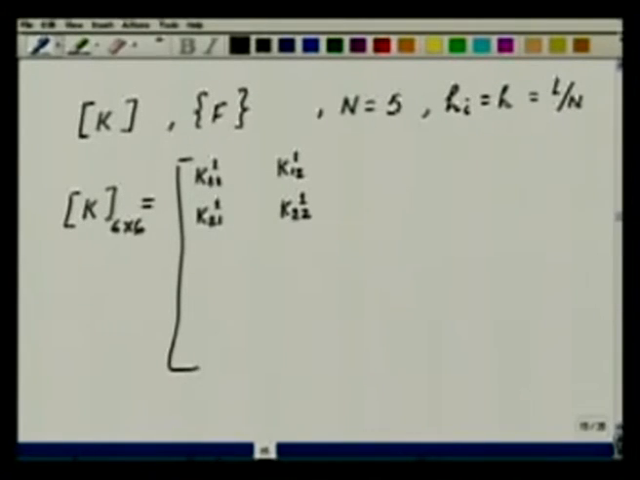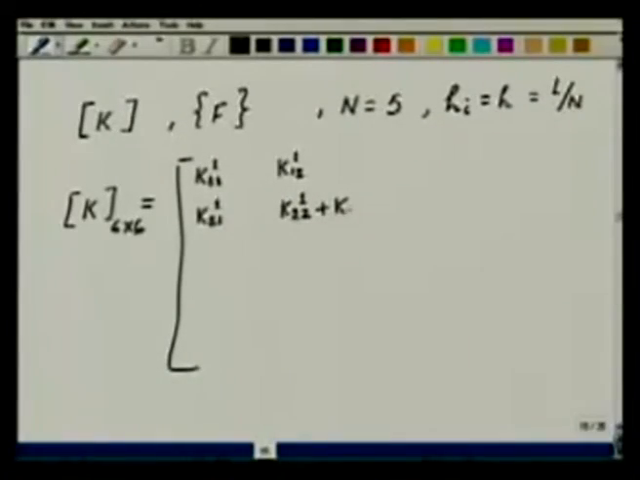Let's go to element 2. Where will it add up? So element 2, if you see, the phi 2 and phi 3 are non-zero in element 2. So where will the K11 of element 2 add to? It is going to add to this one, K11 of element 2. Similarly, you will have K12 of element 2 here, K21 of element 2, K22 of element 2.